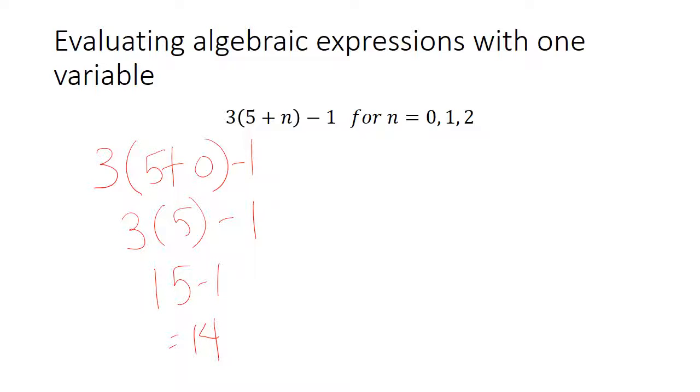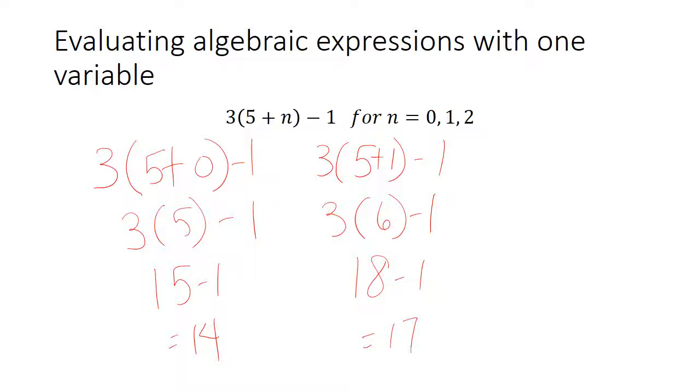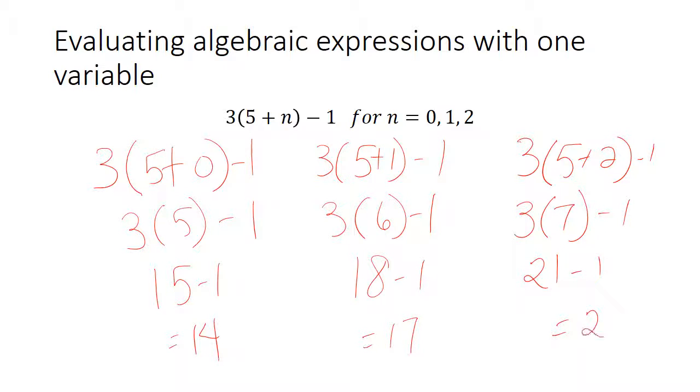Next we're going to solve it for n equals 1. So we have 3 times (5 plus 1) minus 1. Solve inside your parentheses first. 3 times 6 minus 1. Multiply before we subtract. It's going to be 18 minus 1, so that would equal 17. Now we're going to do it for 2. 3 times (5 plus 2) minus 1. Parentheses first, so 3 times 7 minus 1. Multiply before subtract, so 21 minus 1 is equal to 20.